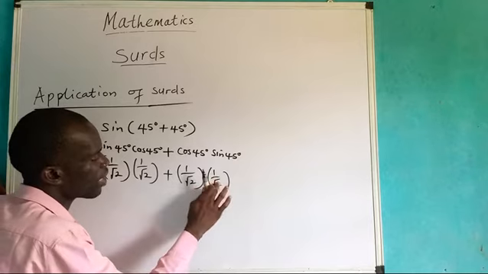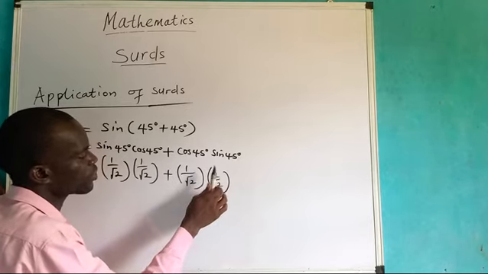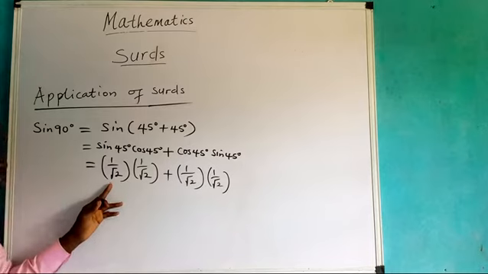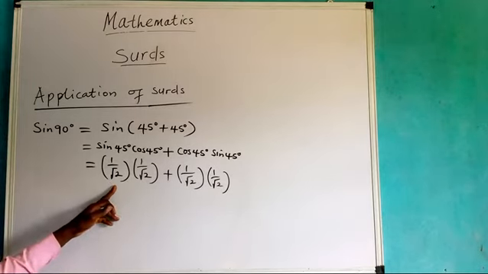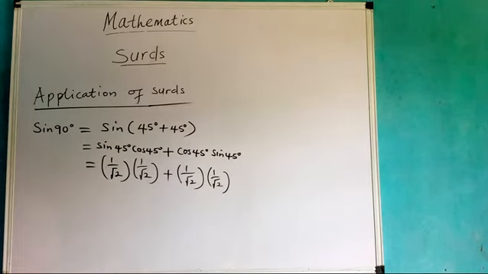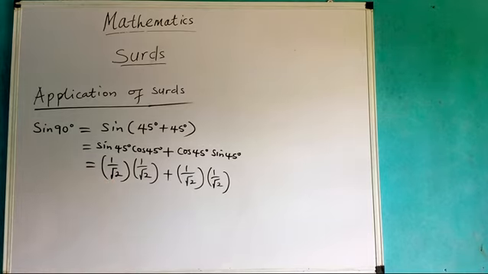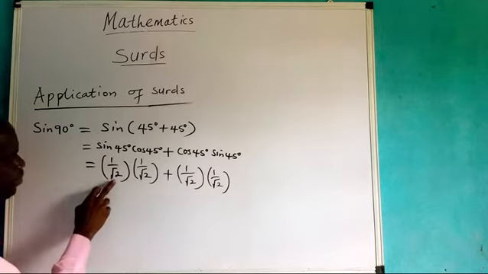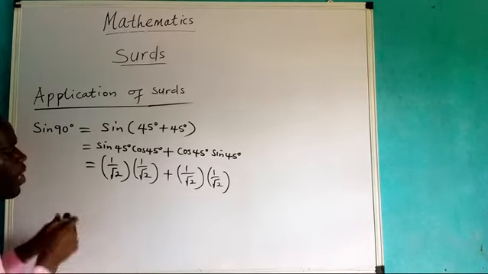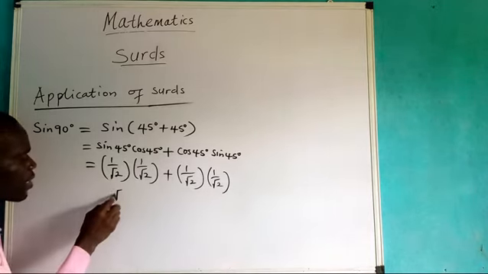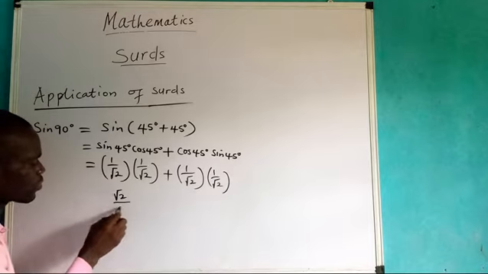Okay, now for this one, we need to rationalize. Because this one is a fraction, we have a surd at the denominator. Whenever a surd appears at the denominator of a fraction, simply rationalize that fraction. For this very first one, this is the first fraction, and we have a surd under, therefore we rationalize, it becomes root 2 over 2.